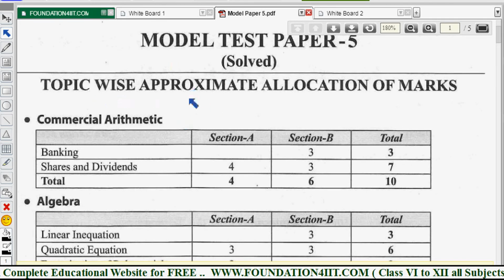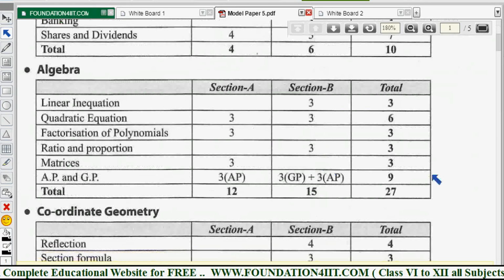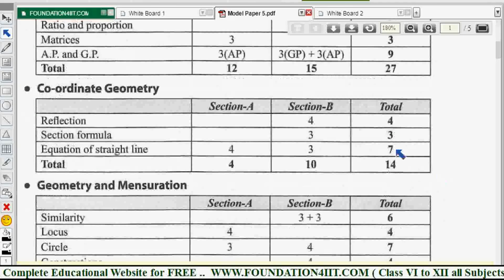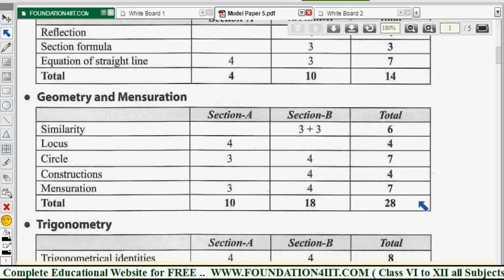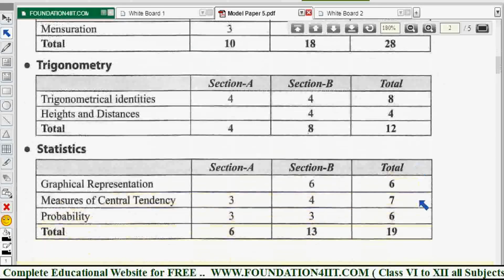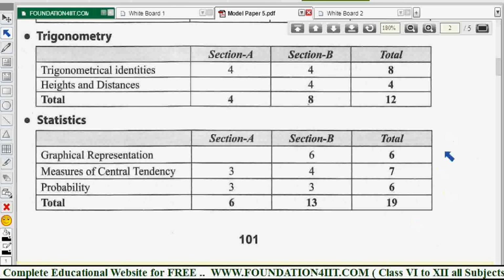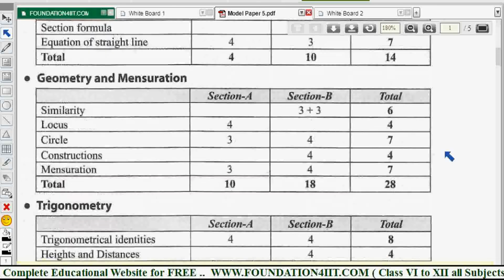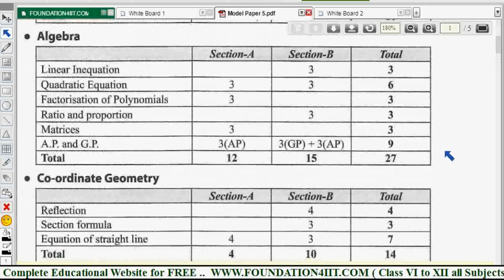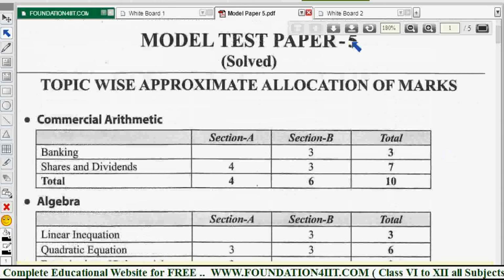So if you see topic wise approximate allocation of marks in this paper, it is from commercial arithmetic 10 marks. That means section A is one question from shares and dividend, and section B is banking one question, shares and dividend one question, 3 marks. Similarly, algebra is 27, coordinate geometry is 14, geometry and mensuration is 28, trigonometry is 12, statistics is 19. So if you observe the pattern, then you understand from every topic how the questions are coming. So which topic is more, which is less, right?